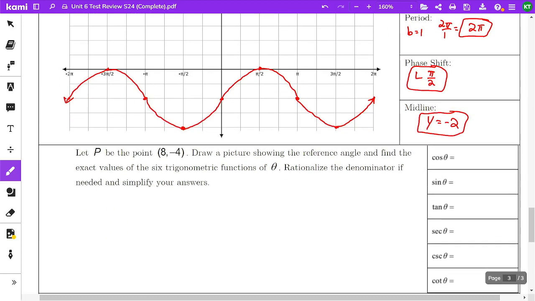All right, last two questions. We have this point, 8, -4. We're going to make a picture and then figure out our cosine, sine, tangent, and all of its reciprocals.